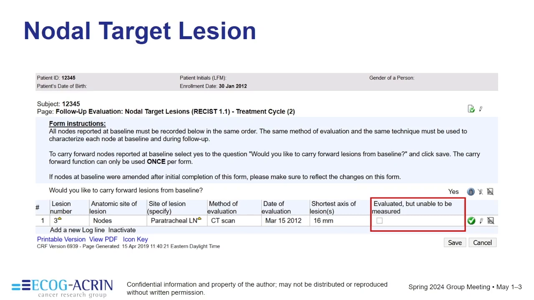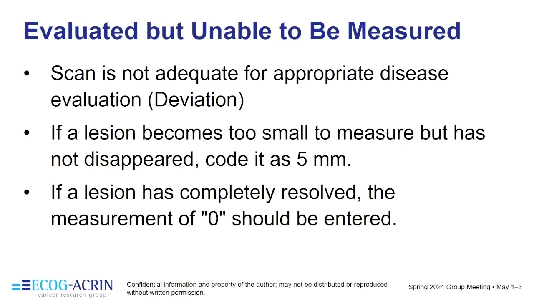And what I want to talk about next is the evaluated but unable to be measured checkbox. This will often be queried by data management if it is checked, because if it's evaluated but unable to be measured, it's going to be considered not adequate for appropriate disease evaluation. That is considered a deviation. So, 2 common reasons why this may be checked, but the scan is adequate, is if the lesion becomes too small to measure, but has not disappeared, it should be coded as 5 millimeters.